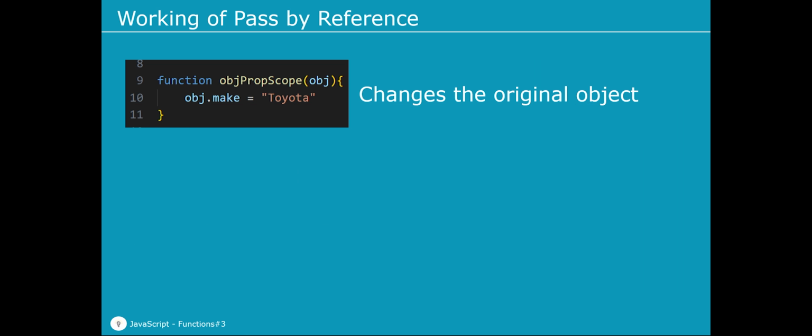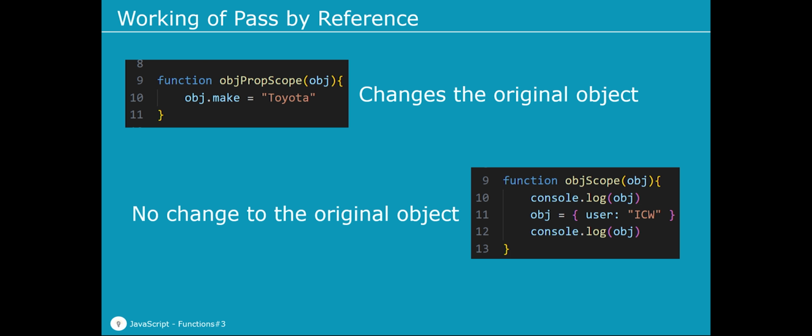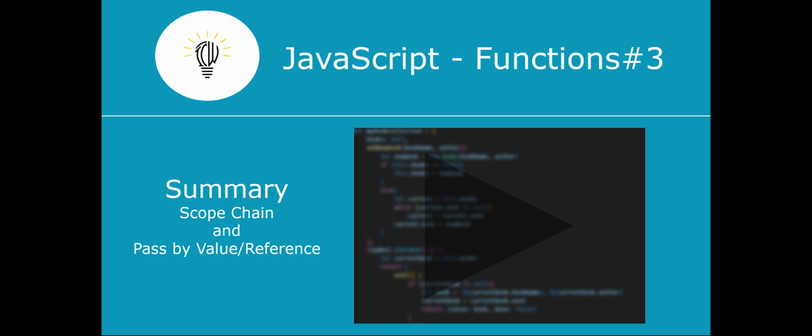To reiterate, when we change the property of an object in the function, the change is reflected in the original object as well. And when we make a parameter refer to a new object, there is no change to the original object. With this, I wrap up the video and let's summarize what we have learnt in this video.